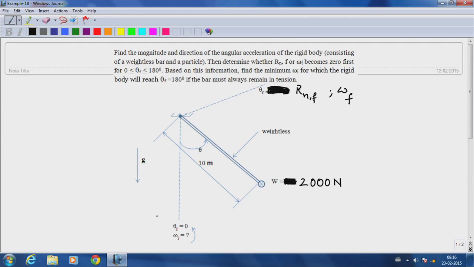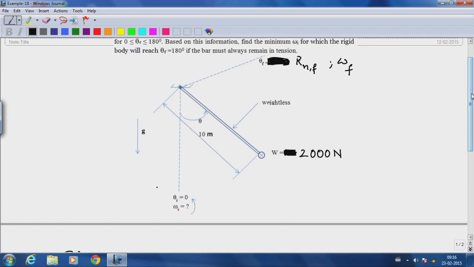I have a bar here, it is a weightless bar that is pivoted at some point O, and at the end of the 10 meter long weightless bar there is a little weight. We will consider this a point mass for now, and this mass is about 2000 newtons in weight. Initially it is in a gravitational field, so if nothing was done to it, it would be at rest in a vertical position like this. So, this is my initial condition at A.